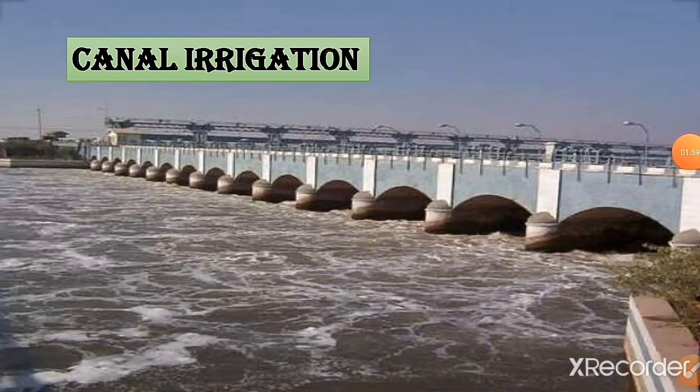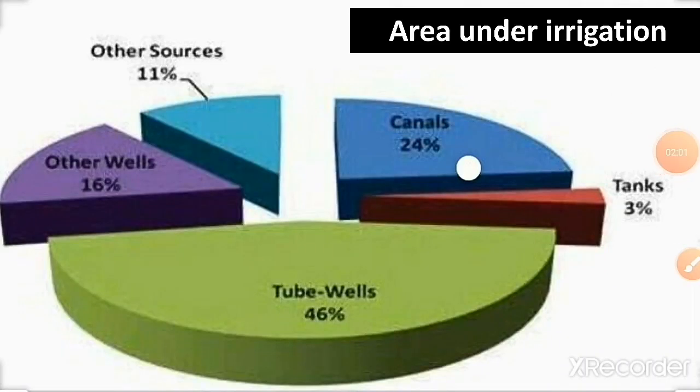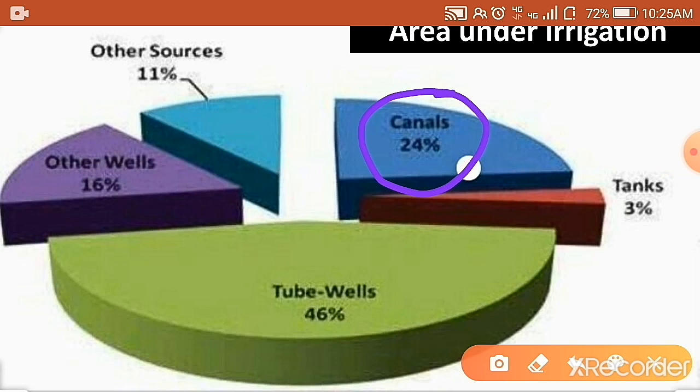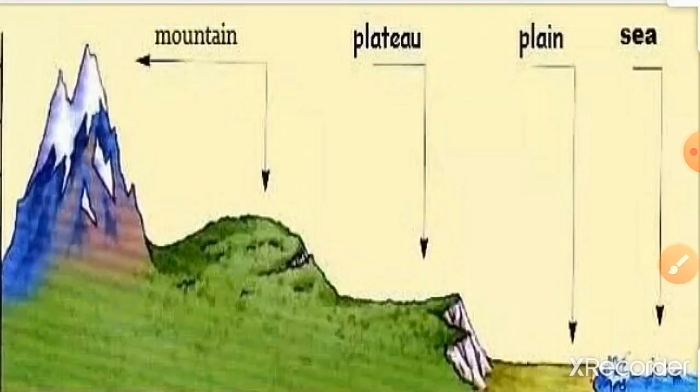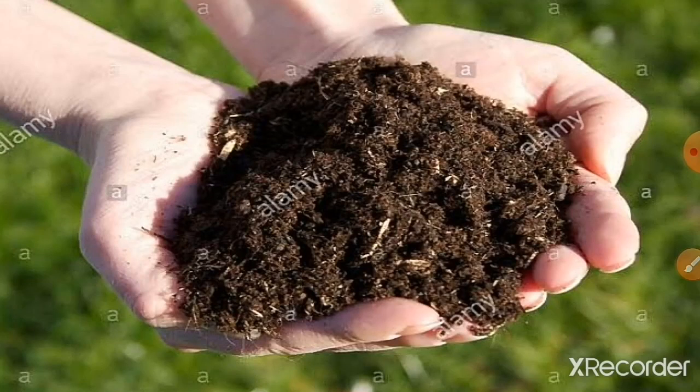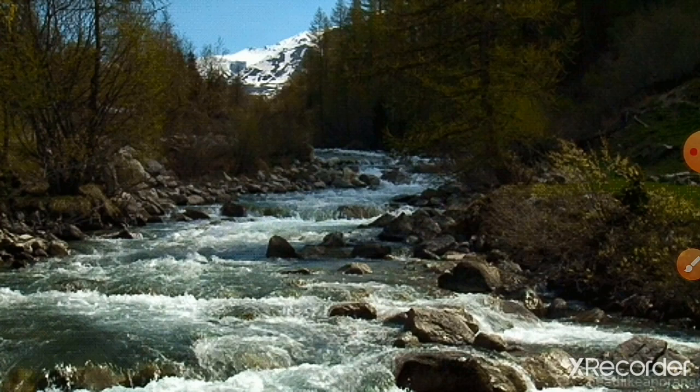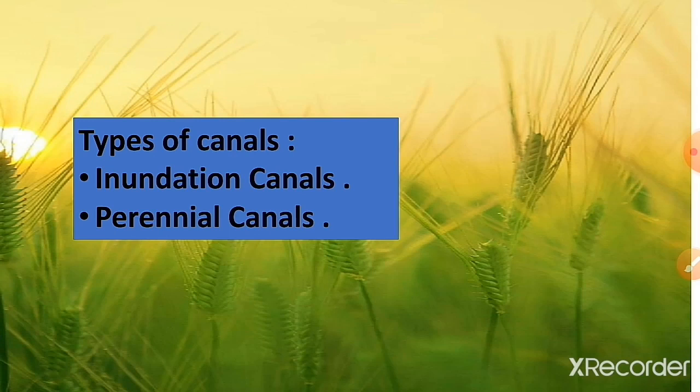Canal irrigation. Canal irrigation is the second most important source of irrigation in our country. The percentage of area under canal irrigation in our country is 24%. Canals are an effective source of irrigation in areas of low level relief, deep fertile soils, perennial source of water and extensive command area. Canal irrigation is of two types. They are inundation canals and perennial canals.